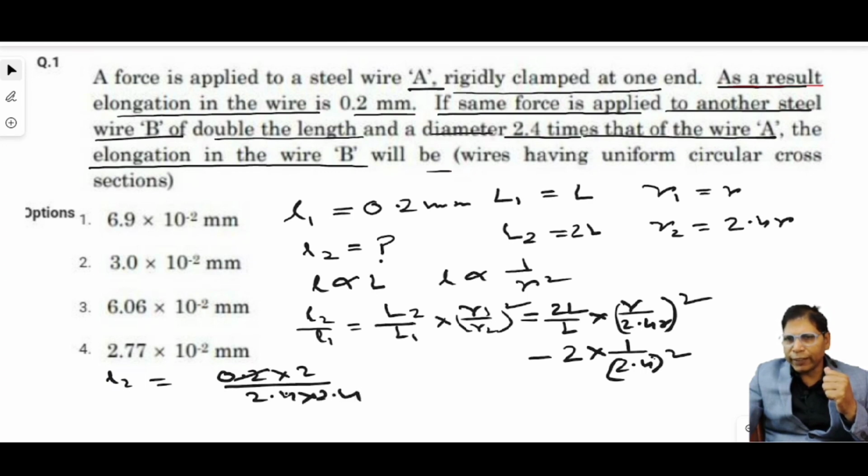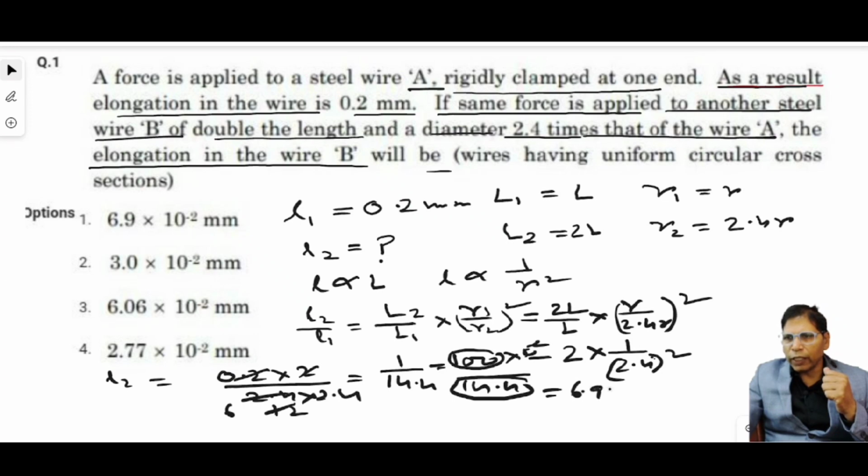Okay, now this and this cancel out, this is the 12. Now this and this cancel out, this is the 6. Therefore this is 1 by 14.4. Now 1 by 14.4, so this is 100 into 10 to the power minus 2 divided by 14.4. So this is almost 6.9 into 10 to the power minus 2. So look at this, option A is correct.